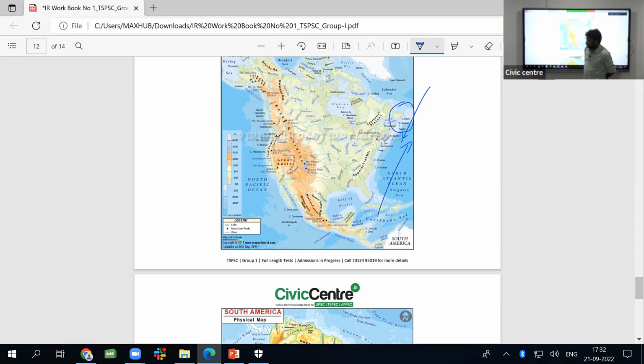Can you locate Victoria Island here? Victoria Island, Baffin Island, Greenland, Hudson Bay. Great Lake System of North America. Five lakes: Superior, Michigan, Huron, Erie, Ontario.